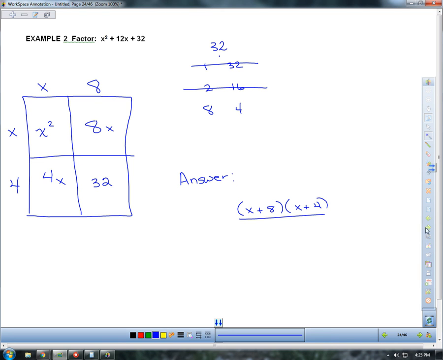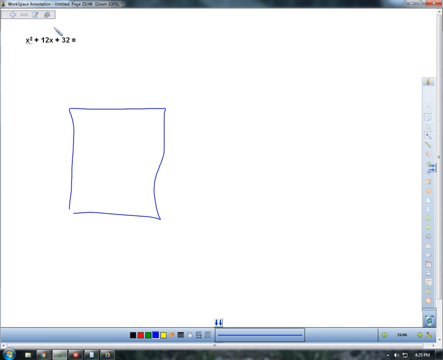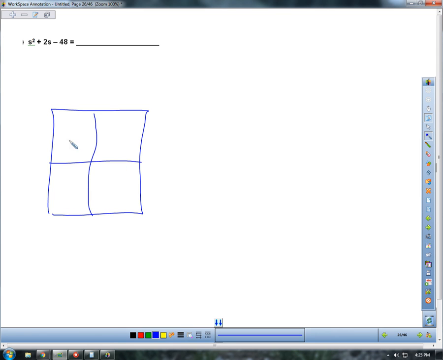Okay? Let's try another one. So, I'm going to start off with the box. I'm going to give myself a little bit more room than that. Sorry. The middle number, oops, we just did that one. Okay, let's go ahead and fill in our extremes here. So we have s squared and a negative 48. Okay, remember, this is my sum, and this is my product.